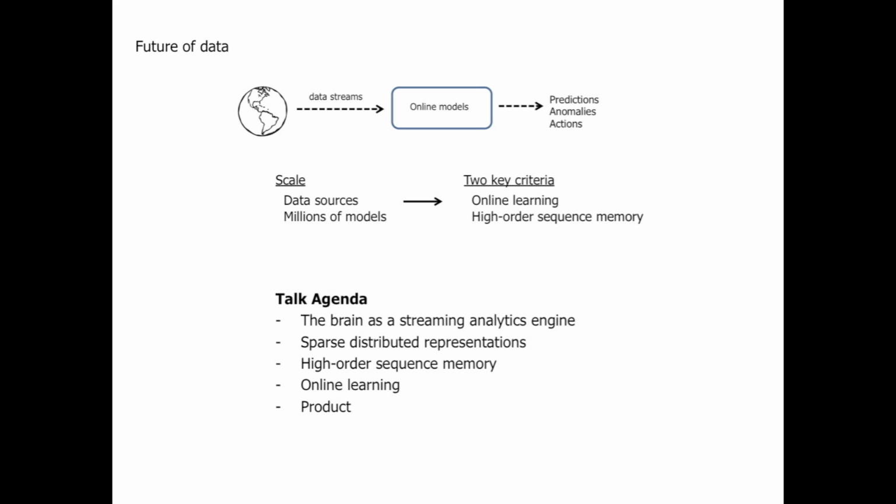Here's the agenda for this talk. I'm going to start with a little bit of description of the brain as a streaming analytics engine. Then I'm going to talk about sparse distributed representations, which are the types of representations used in the brain. Then we're going to talk about how to build high-order sequence memory of sparse distributed representations. We're going to talk about how to make that memory online. And then we're going to talk about a product we've built around these principles.